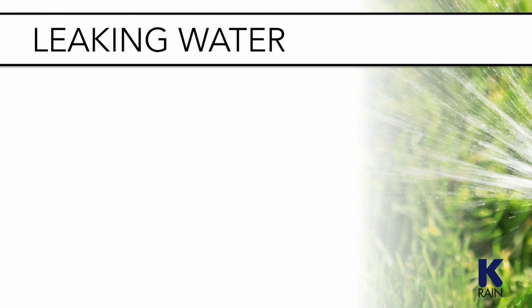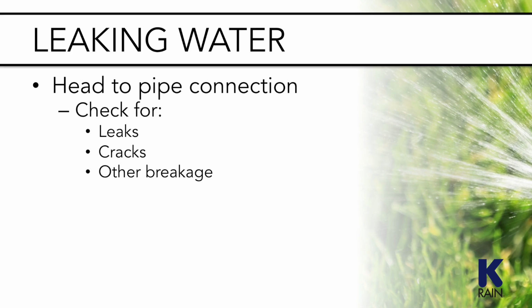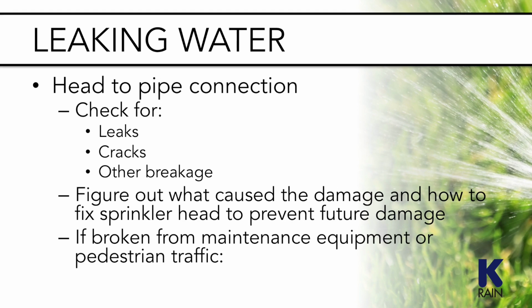The other common cause for leaks around the sprinkler head is the head-to-pipe connection. Check for leaks, cracks, or other breakage. It's also a good idea to try to figure out what caused the damage and how you can fix the sprinkler head to prevent damage in the future. If the connection has been broken by maintenance equipment or pedestrian traffic, you should install a more robust and flexible swing joint to absorb the impact when people or equipment run overhead.